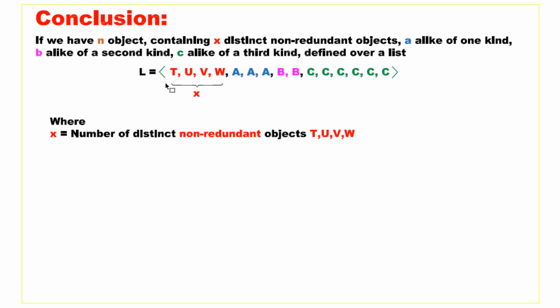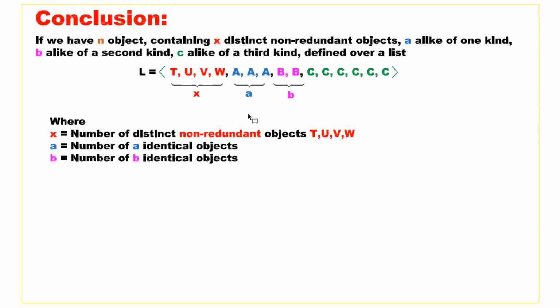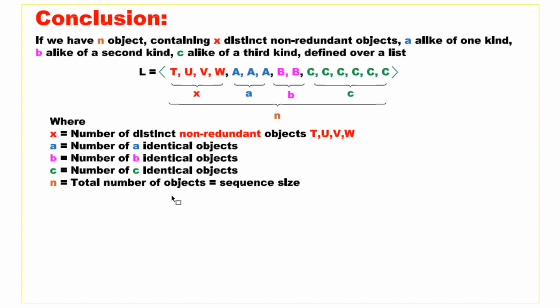where x is the number of distinct non-redundant objects, and they are t, u, v, and w, and a is the number of a identical objects here, b is the number of b identical objects here, and c is the number of c identical objects, provided that n is equal to the sum of all of them. So n is the total number of objects and is equal to the sequence size, and n is equal to the sum of all these identical and non-identical objects.